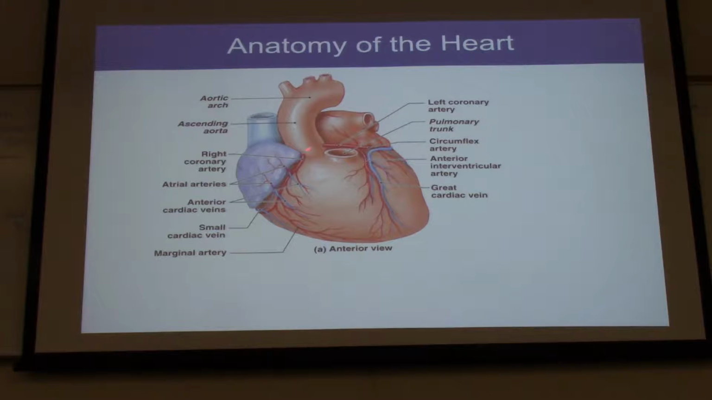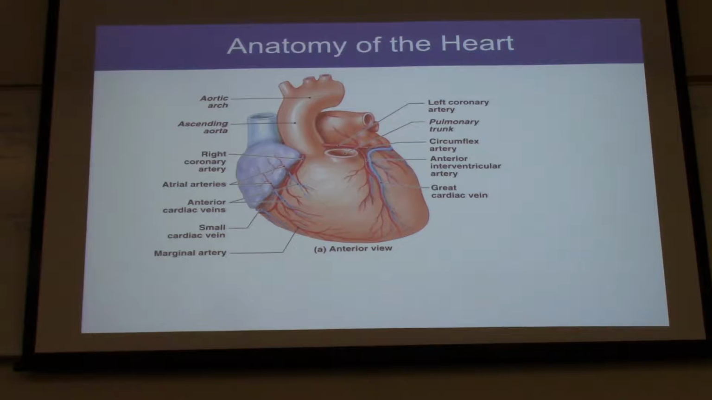So here's what they look like. Here they are coming off the trunk of the very first part of the aorta, just above the aortic valves, in the aortic sinuses right here. Here's the right coronary artery going down this side, the left coronary artery going down this side.